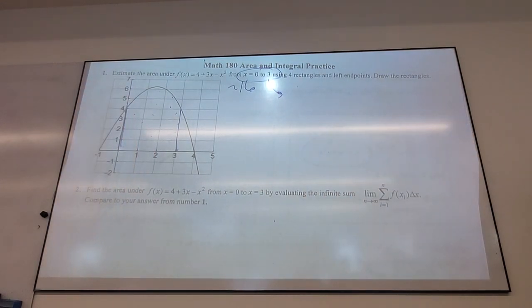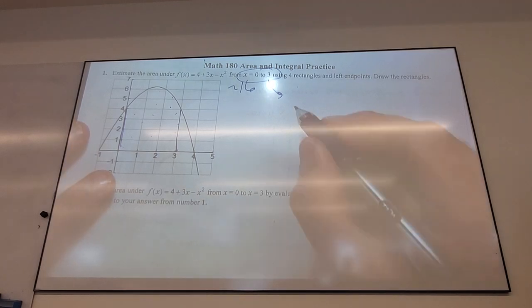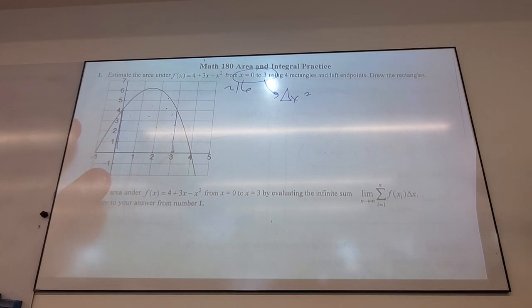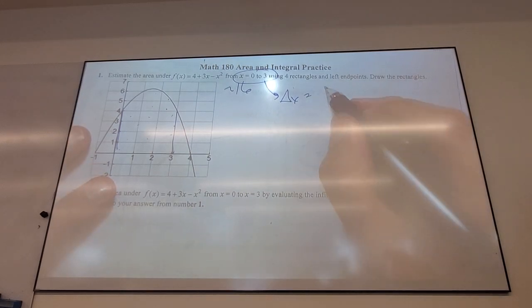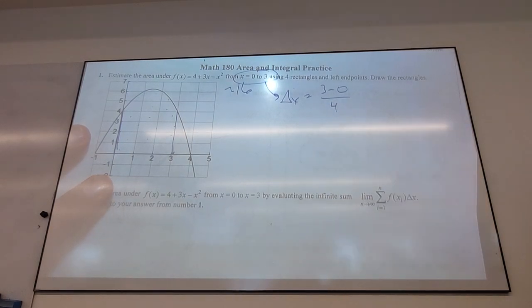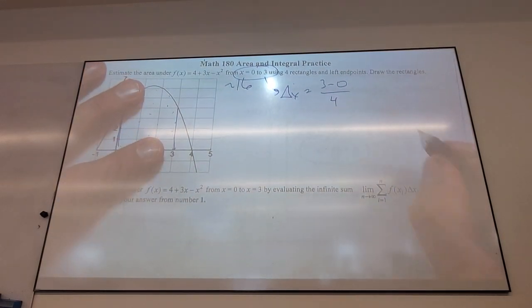What's the very first thing you want to calculate? The delta. Delta x, the width. And how do you always get that? 3 minus 0. How far you want to go on the x-axis? In this case, 3 minus 0, over 4. And how many steps you're going to take? 4 steps. So 3/4. This is where you all go.